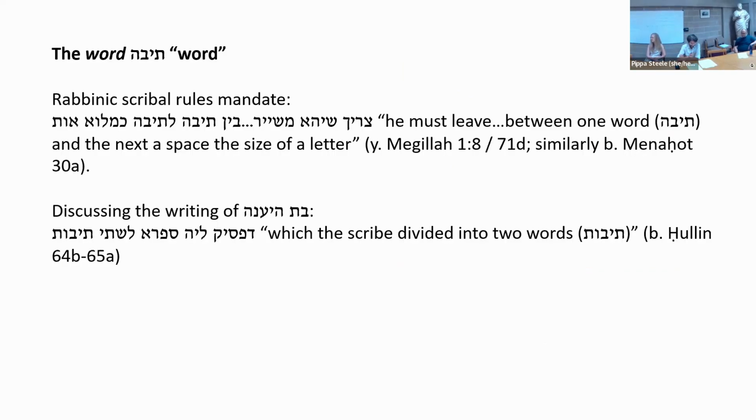But I want to move on to the last point as a conclusion. The transition to a fully developed system of word division was supported by, and then in turn supported, the conceptualization of what a word is. And that's really the feedback loop that I want to emphasize here. So evidence for this conceptualization comes from the word for word itself.